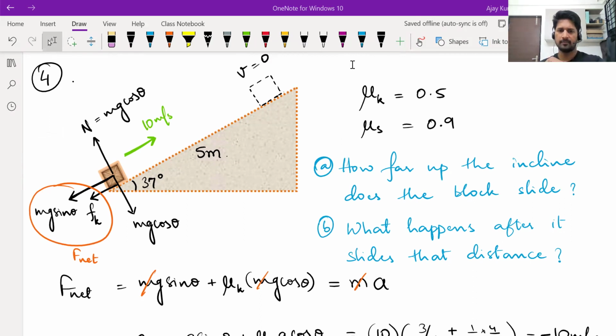Pawan, what do you think? Sir, it will stay there. It will? No, sir, it will come down. How did you decide it will come down?